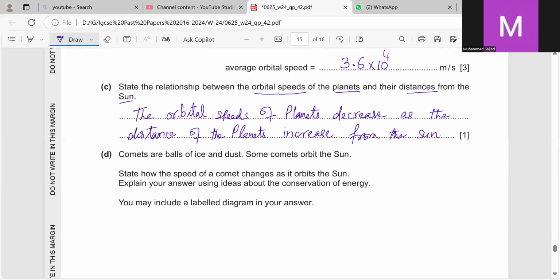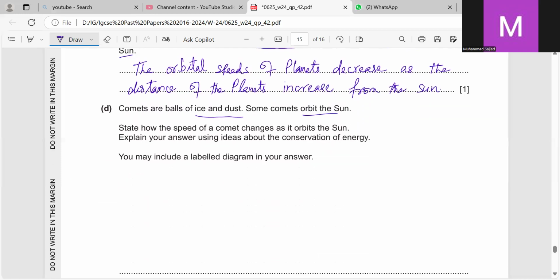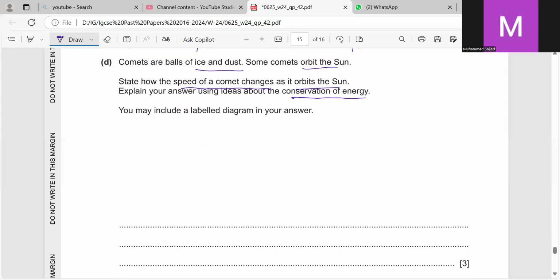Next is now comets are balls of ice and dust. Some comets orbit the sun. Explain how the speed of a comet changes as it orbits the sun, and explain your answer using the ideas about the conservation of energy. You may include the diagram in your answer. So you may include, it means even if we are not drawing, it will not cause any difference.